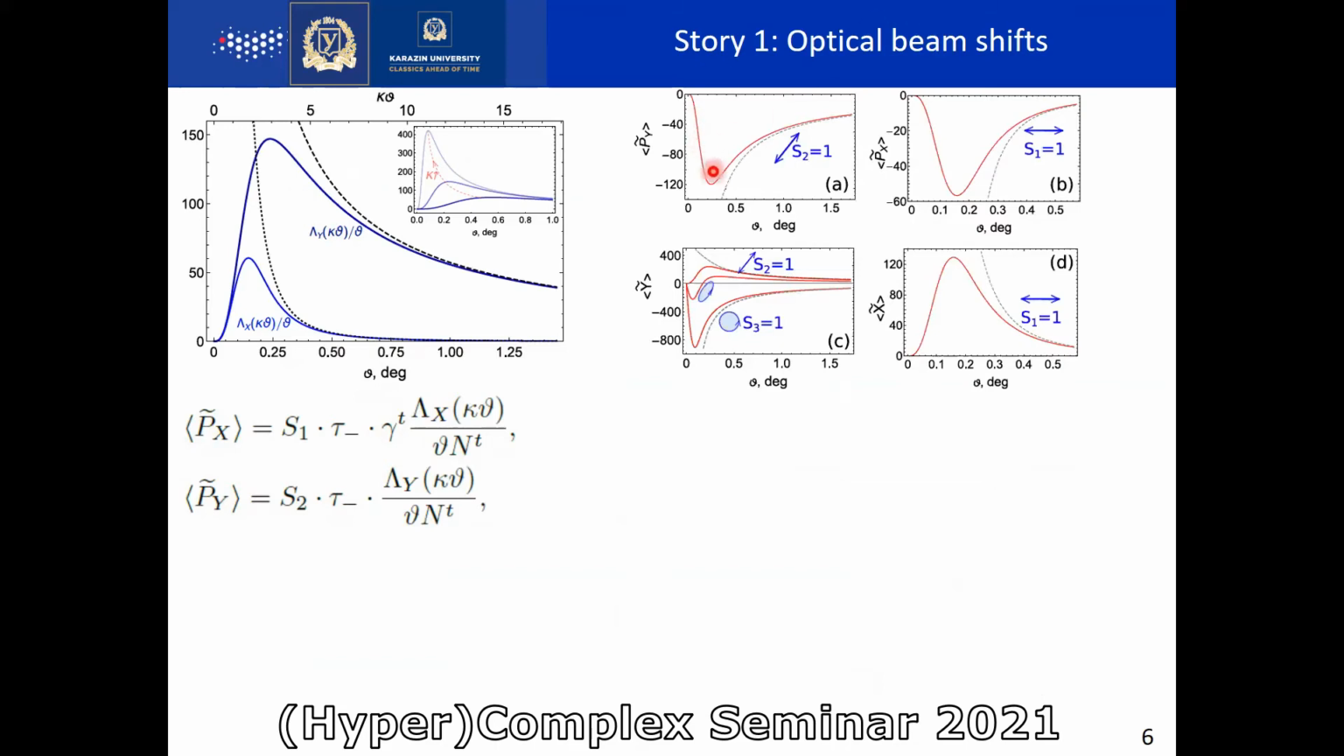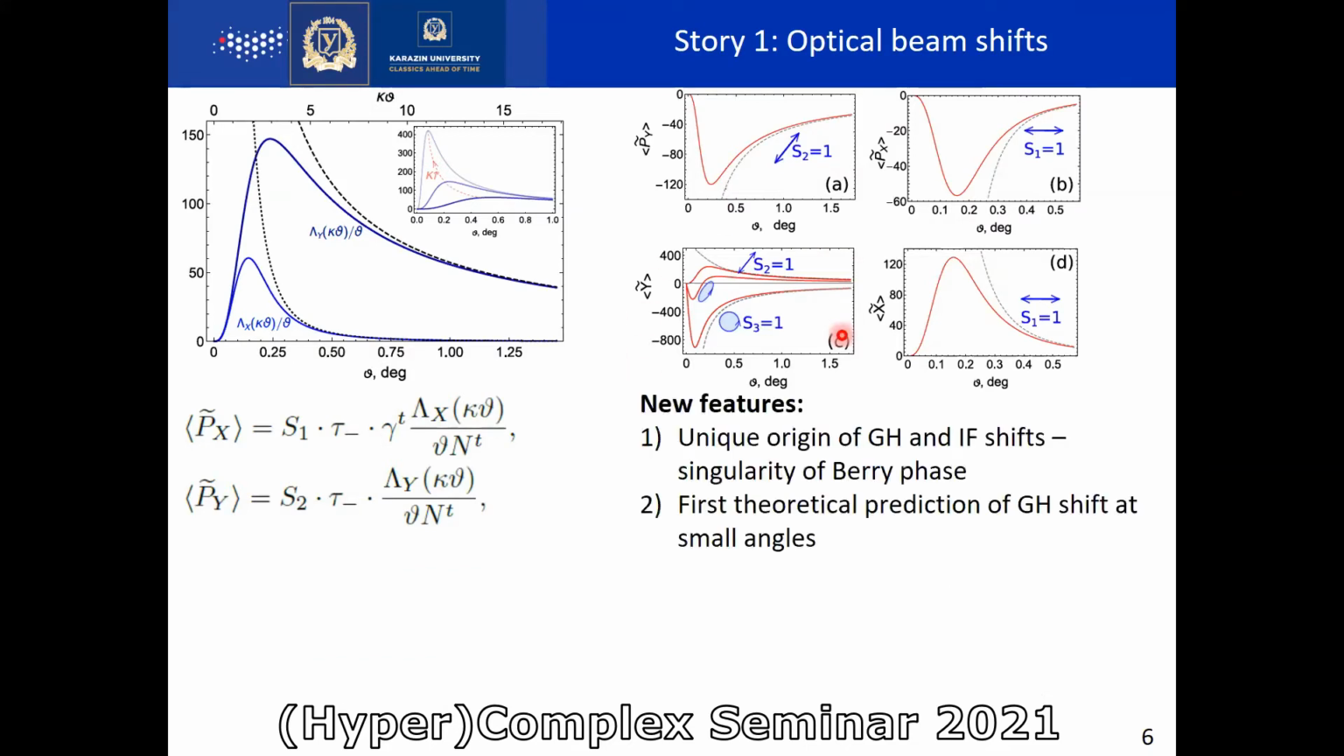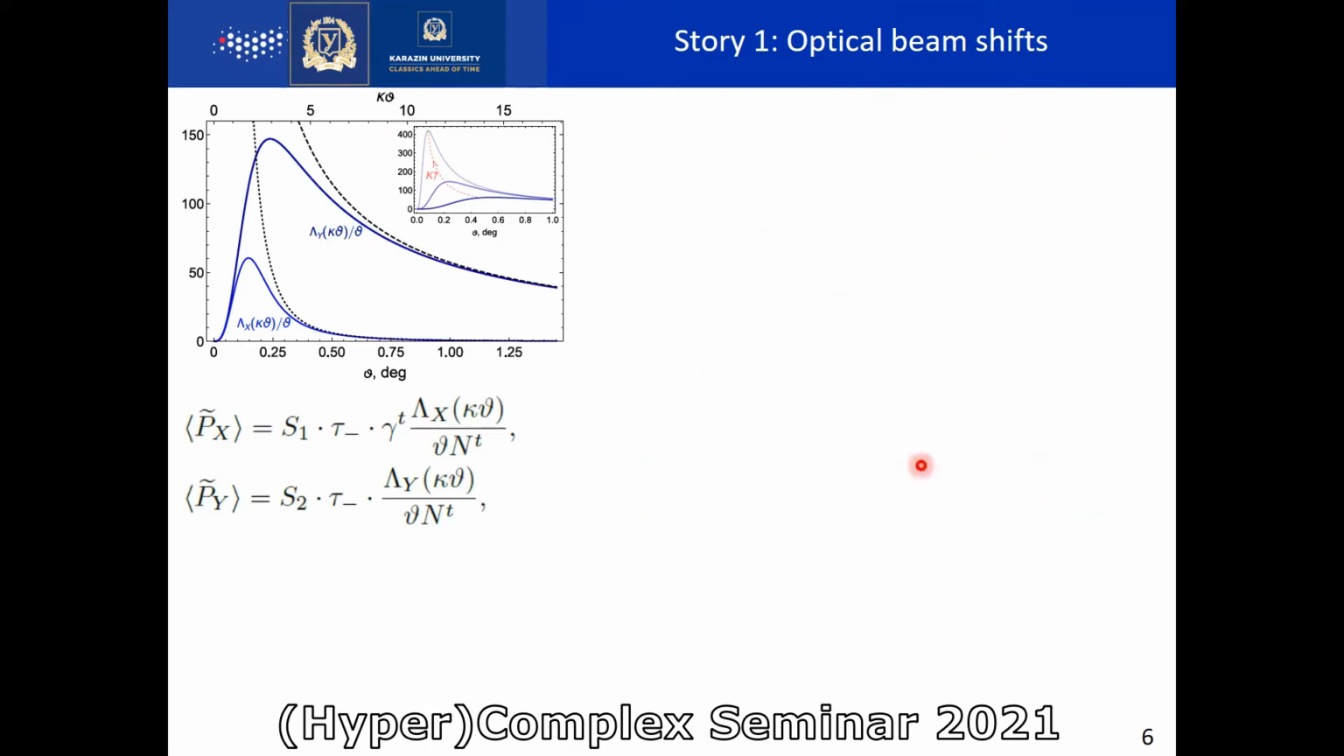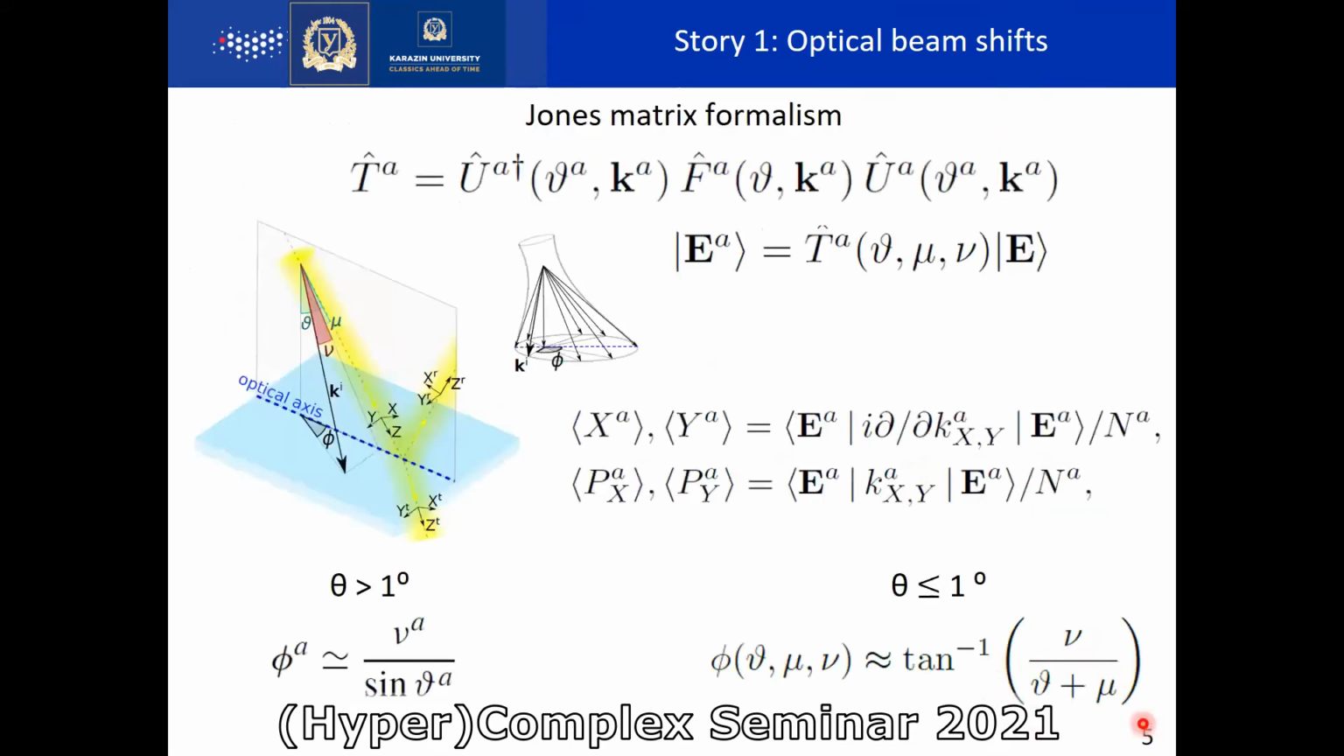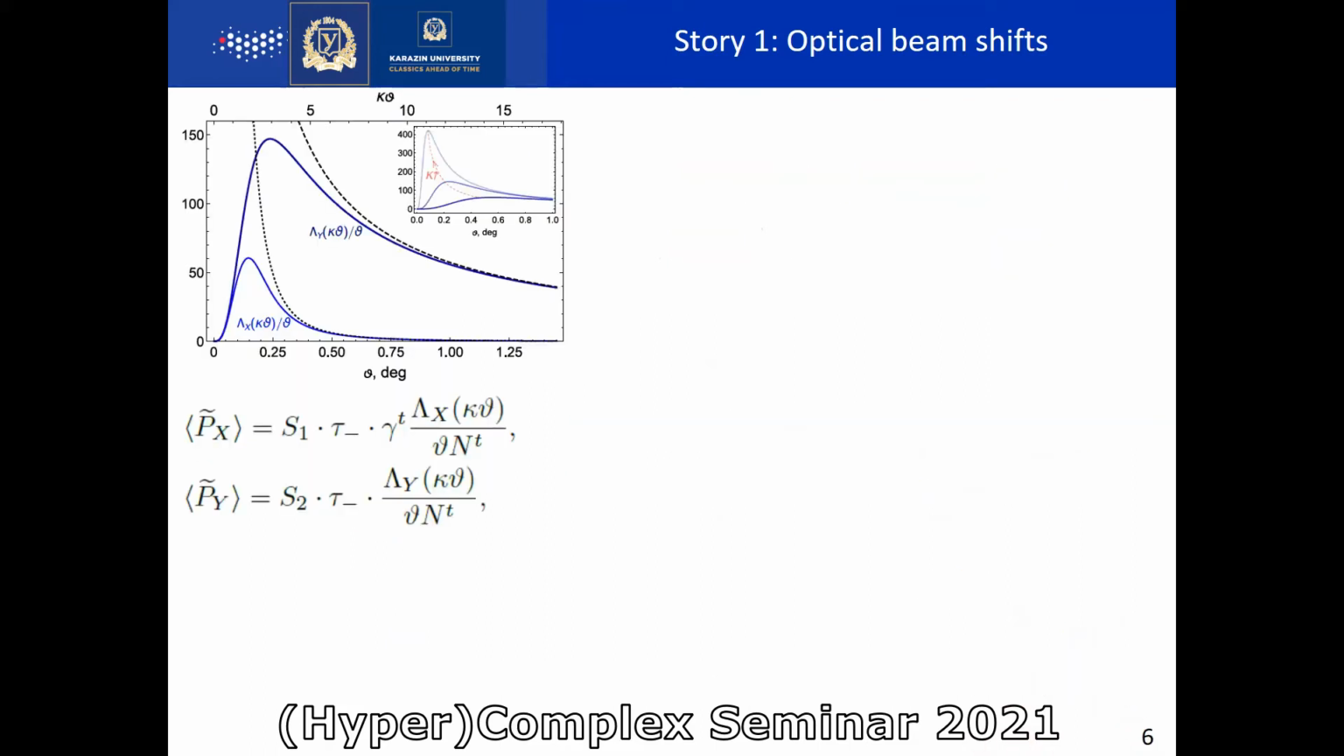These are the final dependencies for the shifts, which describe well all the recently observed phenomena, which are not covered by the standard theory. And the main feature here is, first, that the Goos-Hänchen and Imbert-Fedorov shifts in this case have the same nature, the same origin, which is the singularity of the Berry phase. This exactly comes when this denominator goes to 0.